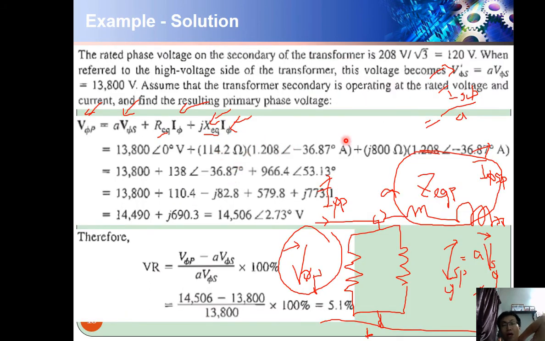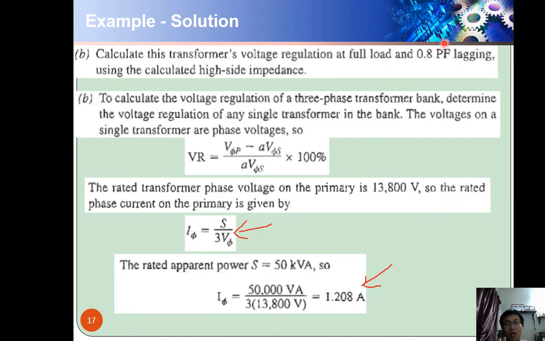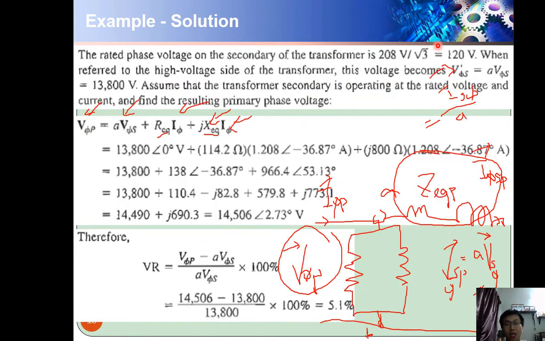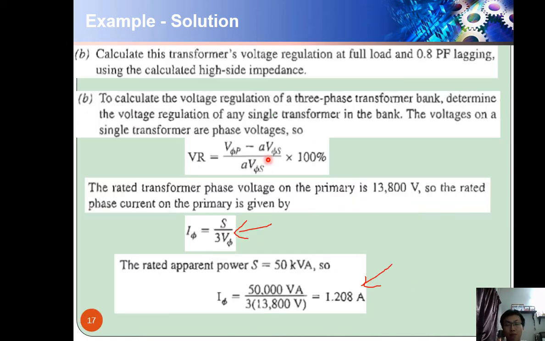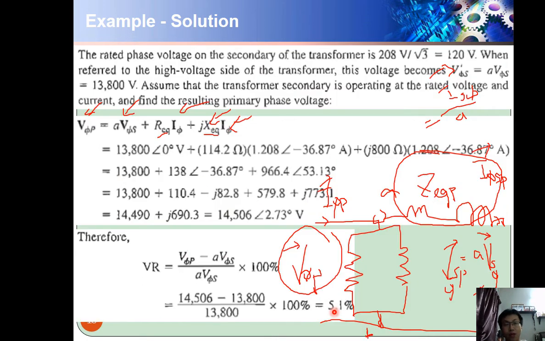So first of all, I need to know what is the power factor. So they say that it is at a 0.8 power factor lagging. So when we find the angle of the degree, it becomes negative 36.87 with 1.208 ampere. So we put here, then we know that this is no load. This is full load. No load is 14,506 minus 13,800 divided by 13,800 times 100%, becomes 5.1%. So this is how we find the voltage regulation.